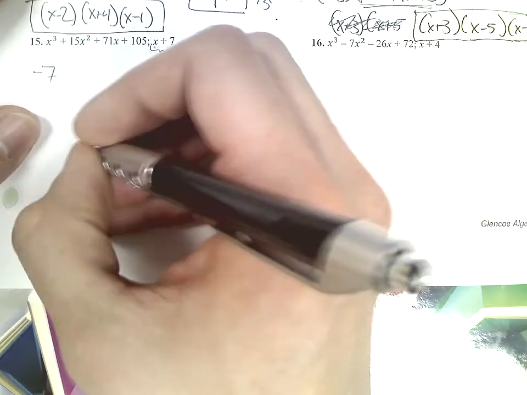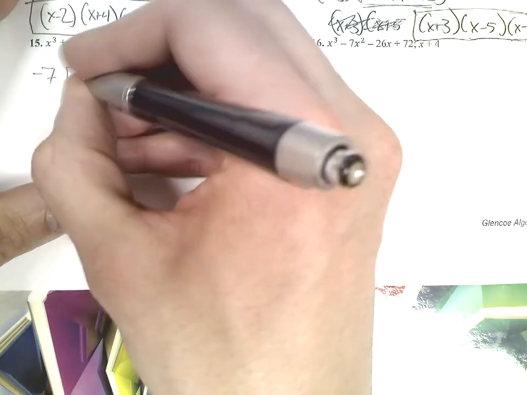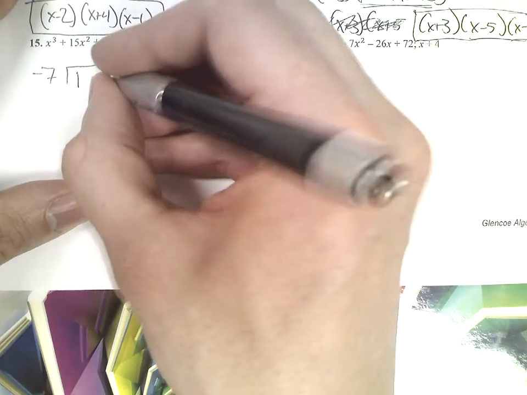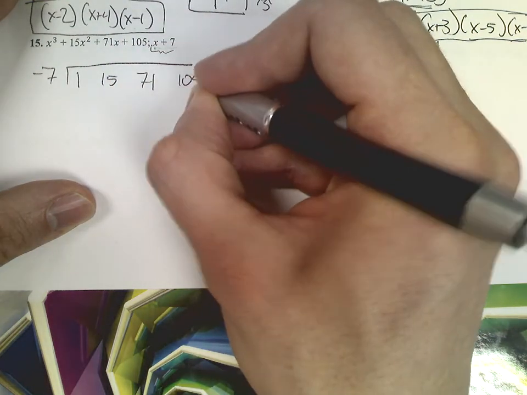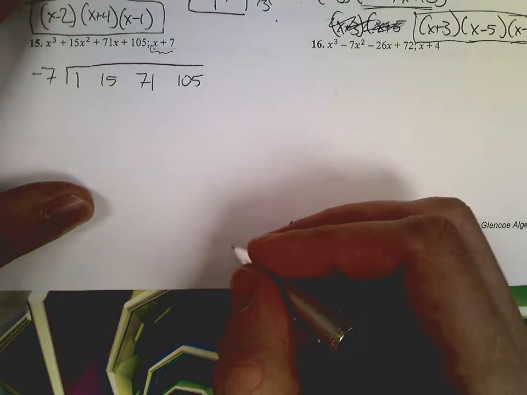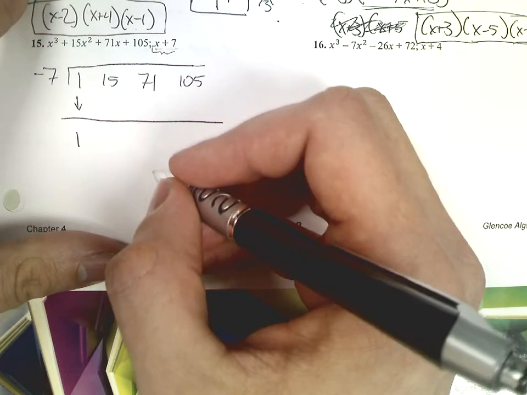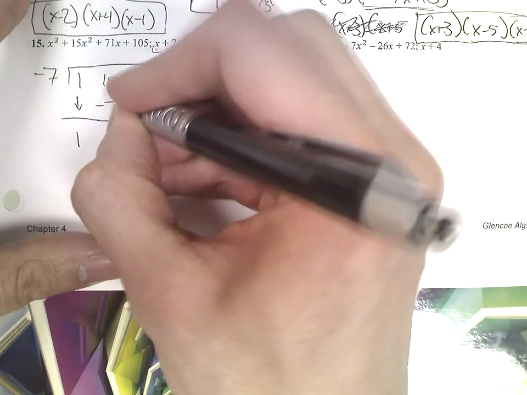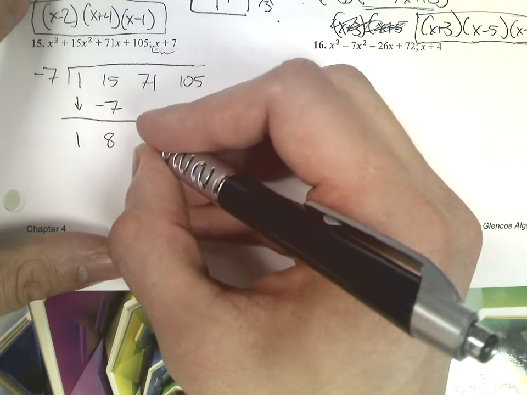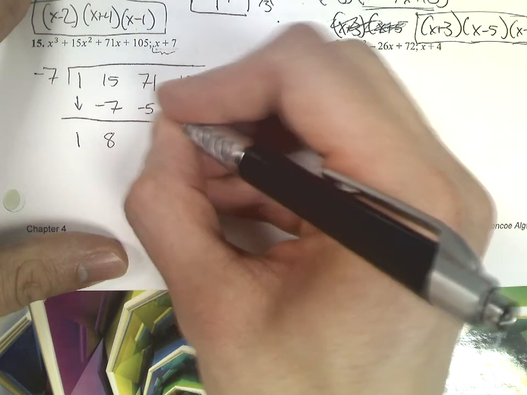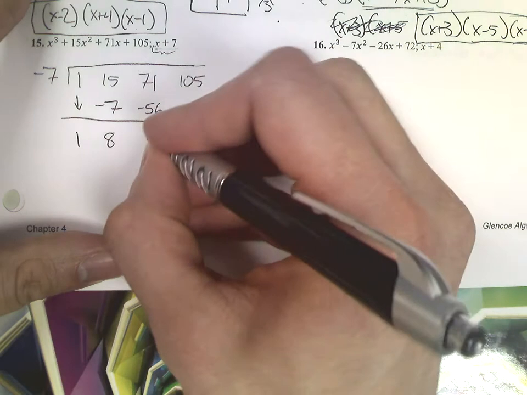Suppose x is -7. And then I do this division: x cubed, that's a 1x cubed, 15x squared, 71x, and 105. So if I actually do this division, my 1 comes straight down, so 1. And then I do 1 times -7, -7. Add those, I get 8. Multiply by -7 again, and get -56. Add those, I get 15.